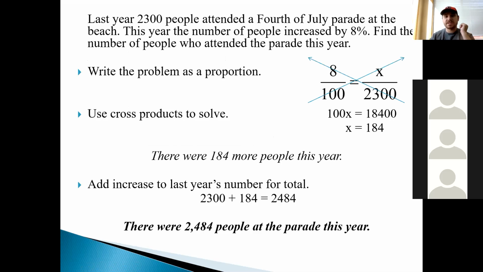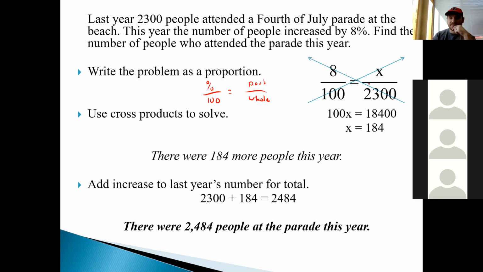So what we did is we want to start by writing this as a proportion. So remember last unit, like 2 weeks ago, we were writing percentages as our percent over 100 equals our part over our whole. So in this case, we have percent over 100, that's 8 over 100, equals our part, which we don't know yet because we're looking for the percent increase, and then divided by our whole, which we know was originally 2,300.